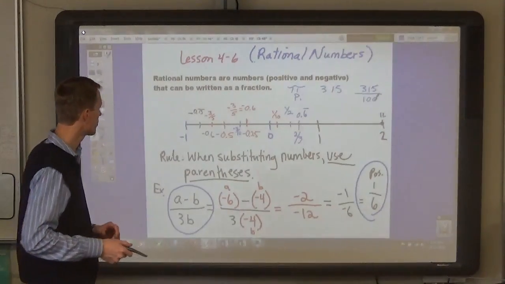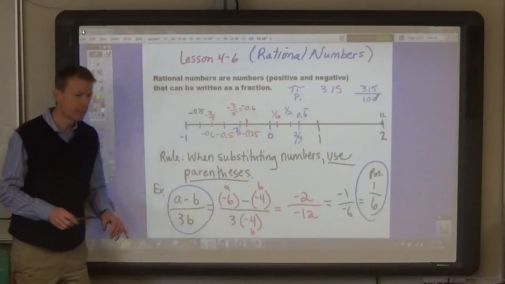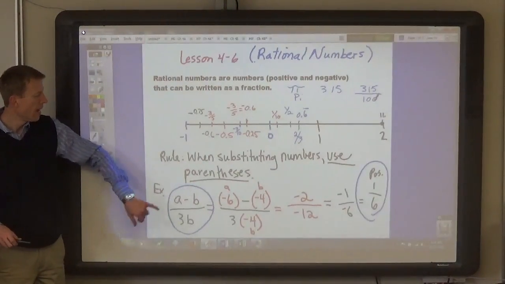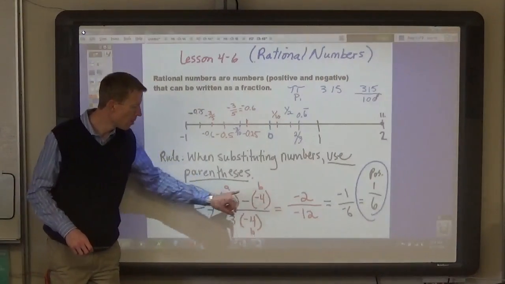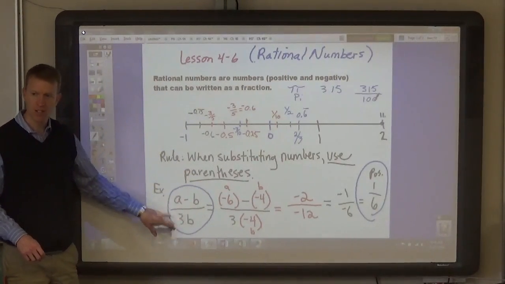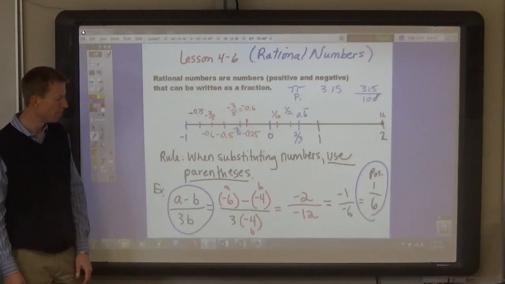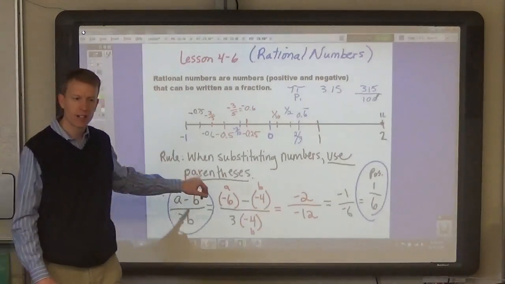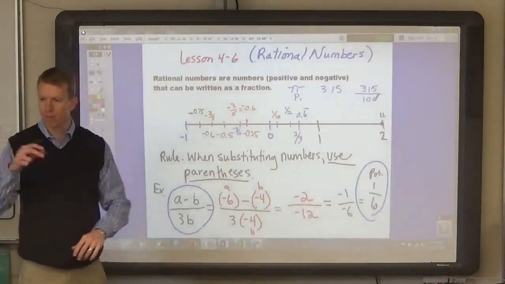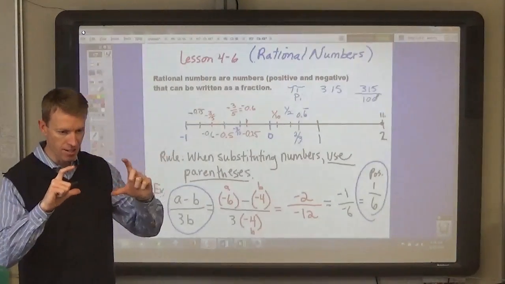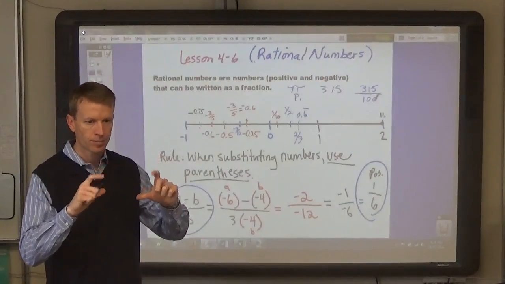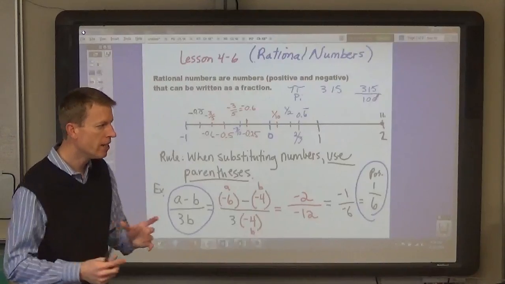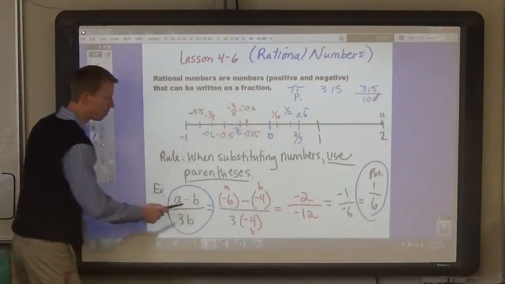Okay? Now, what we're really going to be doing today is working with rational numbers. And we're going to be substituting numbers into fractions and then simplifying them. So, again, we did this before earlier in the chapter. Whenever you're substituting a number in for a variable, you always put it in parentheses. Okay? And that way you can have the negative sign in the right place. You can multiply if you need to. You have to put it in parentheses.